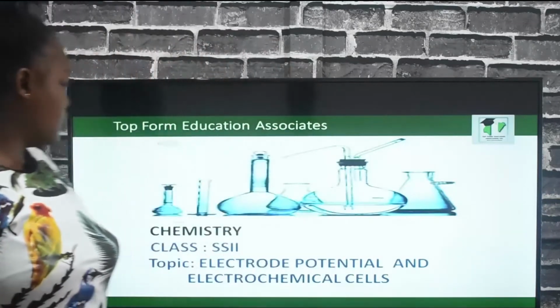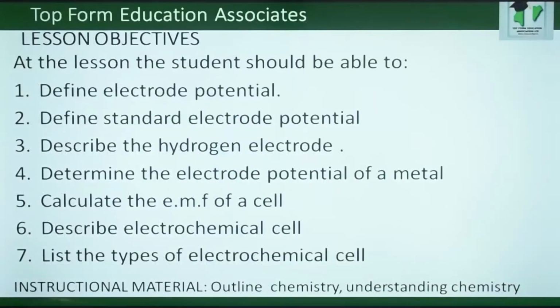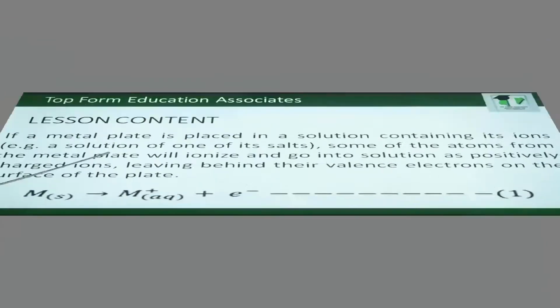I'm taking you on the subject chemistry and on the topic electropotential and electrochemical cells. At the end of this lesson, you're supposed to define electropotential, define standard electropotential, describe the hydrogen electrode, determine the electropotential of a metal, calculate the E.M.F of a cell, describe electrochemical cell, and list the types of electrochemical cells.